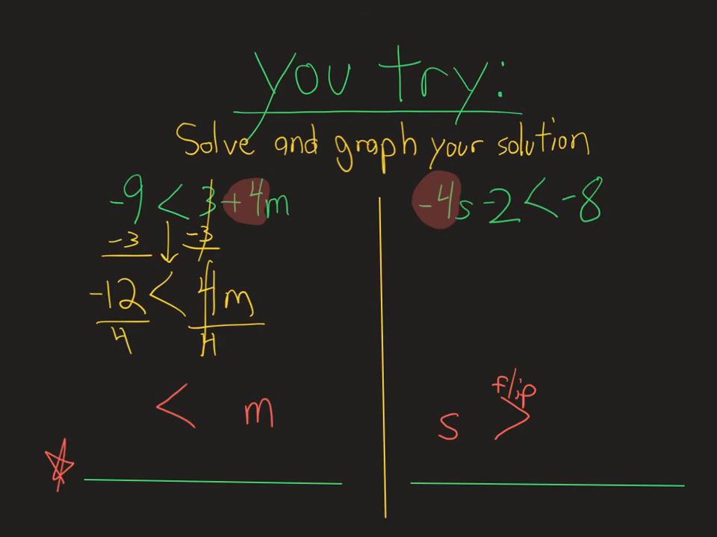M is greater than, in this case, if I'm reading it backwards. -12/4, -3. So we can say that m is greater than -3 because the alligator's facing m, or you can say -3 is less than m. Either way, -3 goes on the number line. And then m is everything greater than. Okay, alligator is eating m, so all the values above -3 are that way. Those are the solutions for m.